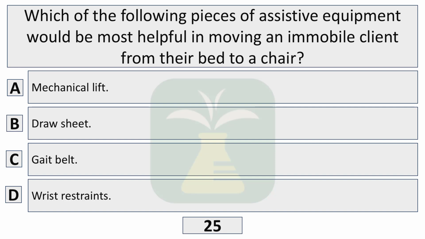Which of the following pieces of assistive equipment would be most helpful in moving an immobile client from their bed to a chair? A. Mechanical lift. B. Draw sheet. C. Gait belt. D. Wrist restraints.